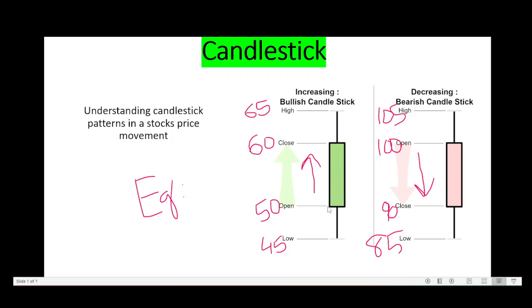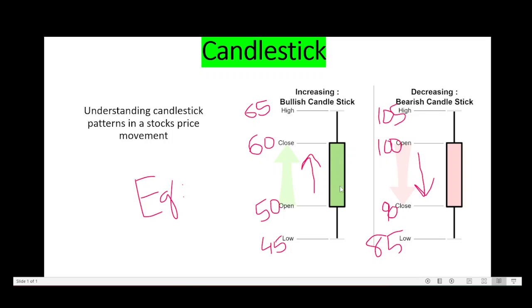Let us say in the first 1 minute, the price opened at 50 rupees per share. Now suddenly the buyers are coming into the market, and the price increases. Many people wanted to buy, so the demand is high, therefore the price will increase. The price increased up to 60 rupees, but in between you see 45 rupees and 65 rupees. This is called a wick of the candle. This is a lower wick and this is an upper wick, and this is called the body of the candle.